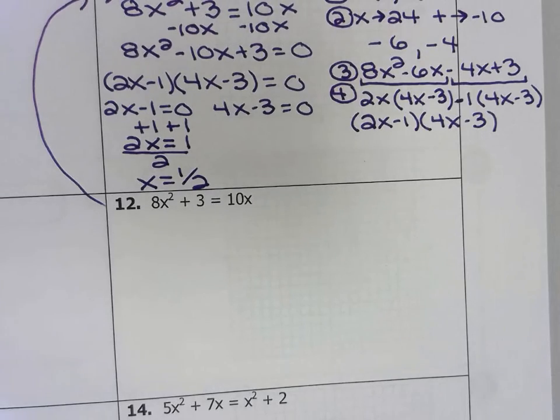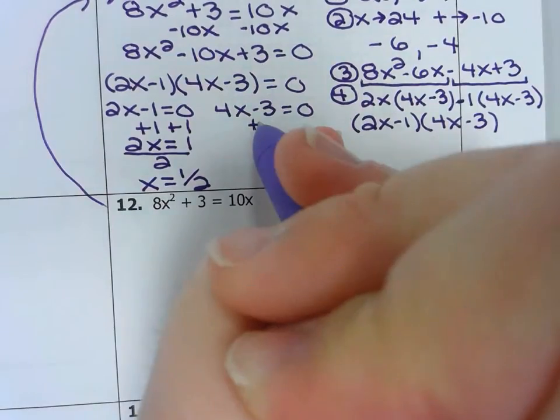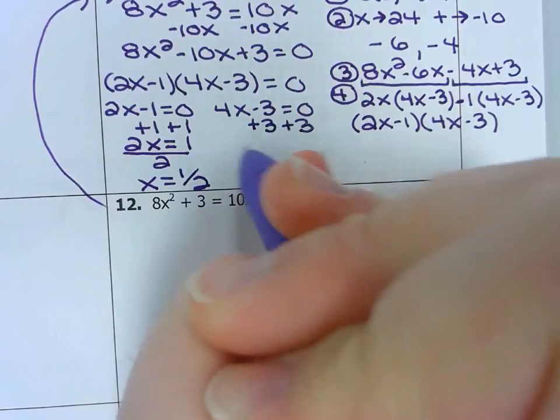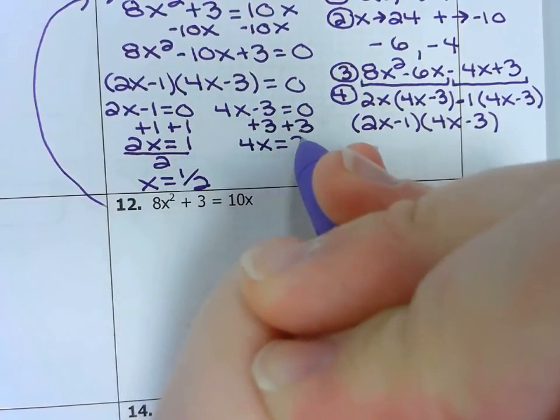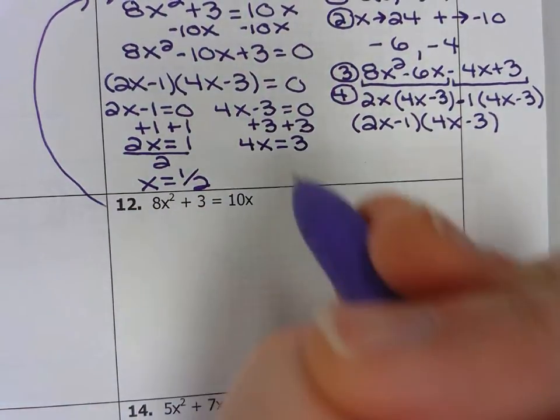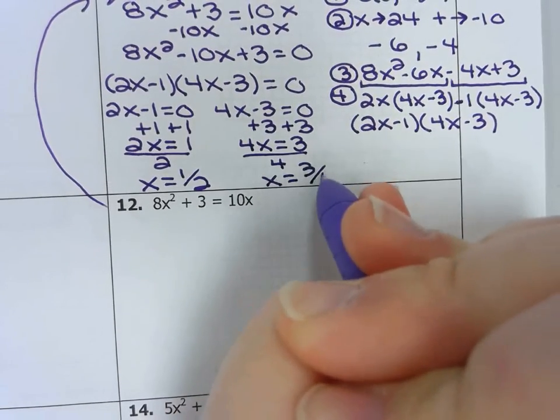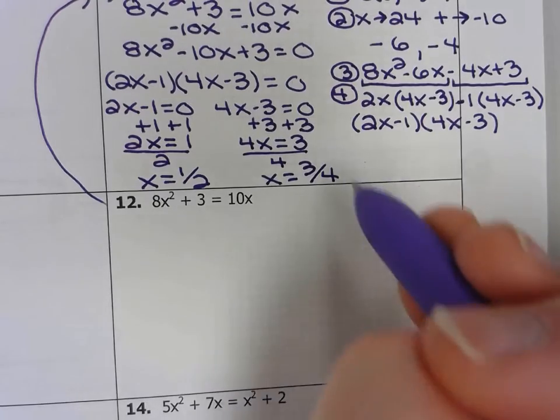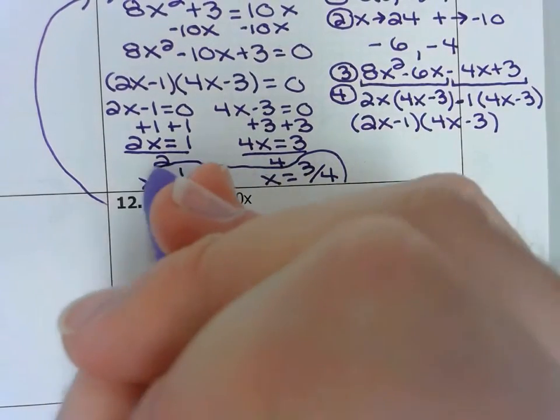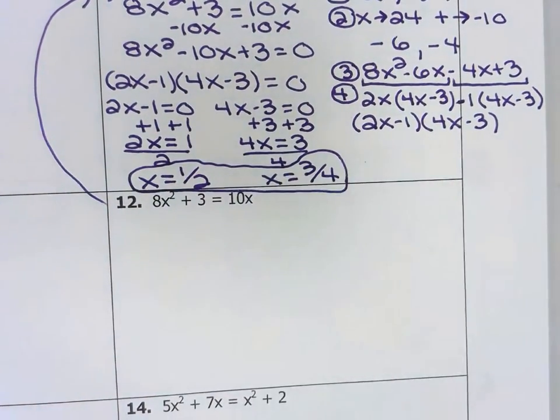The next one, 4x minus 3 equals 0. Add 3 to both sides, 4x equals 3. Divide by 4, x equals 3/4. I know these take a while. That is why you want to try to find a GCF first, and it'll save you some work, some steps.